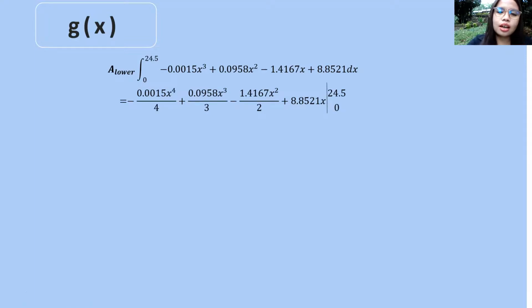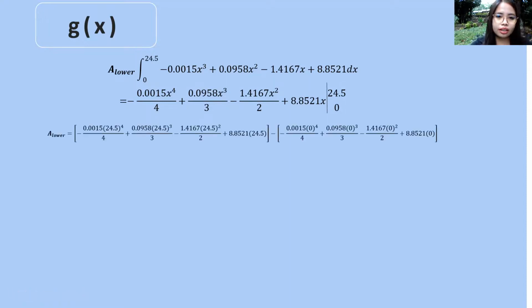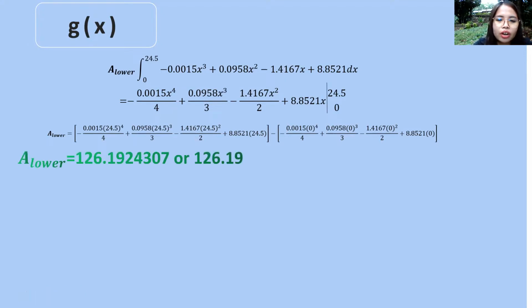So next is the same process. We have the antiderivative. Whatever the value of our exponent will be our denominator, because the exponent here always has an additional 1. Next, we have to evaluate f of b minus f of a. Our f of b, the value of our upper limit, is 24.5, while the value of our lower limit is 0. So we plug this in our calculator, and we will obtain the value of 126.19 square centimeter.